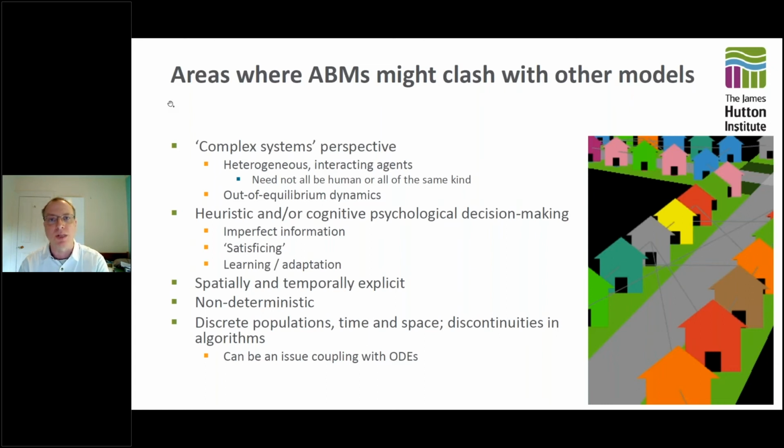If your model covers a whole system and doesn't break it down, again, that might be an issue. Models are also non-deterministic. They often have stochasticity in them, and that can affect their dynamics, and again, that can affect your ability to couple with other models. We also have discrete populations, time and place, and discontinuities in algorithms used, for example, with rules where we use if-then-else statements to decide what happens. And this can be an issue coupling with differential equation models if you need a differentiable surface to try and optimize them. Next slide, please.